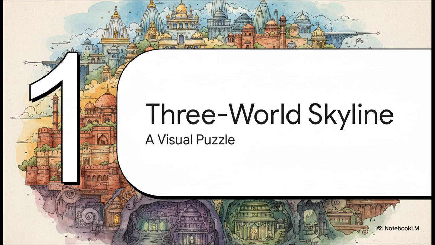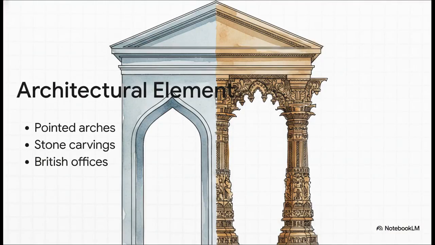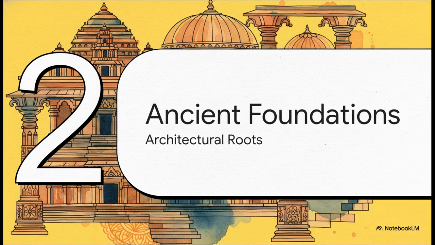Section 1. The three-world skyline, a visual puzzle. So what makes this skyline so uniquely perplexing? Well, in a single view, you might see a pointed Islamic arch, and right next to it, sitting perfectly seamlessly, is a stone carving that looks like it belongs on an ancient Hindu temple. And the kicker? The whole thing is wrapped in a structural shell that feels exactly like a classical British civic office. You're not imagining things. This collision is very real, and it's the result of massive socioeconomic shifts. To understand how we arrived at this fusion, we've got to start with the baseline.